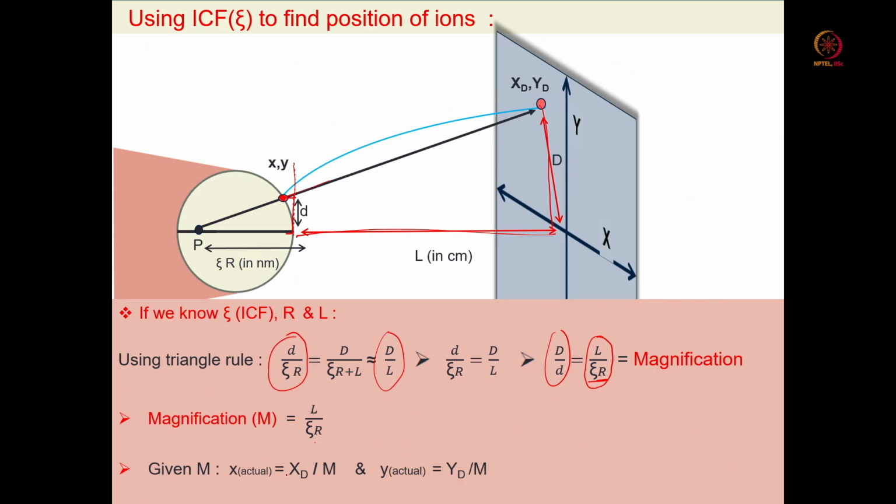For each position xd and yd, the actual x can be obtained as xd divided by M, and the actual y as yd divided by M. This is how the two coordinates x and y can be obtained with this reverse point projection model.